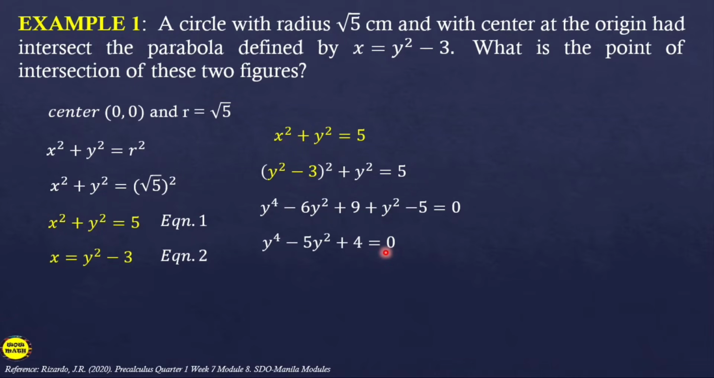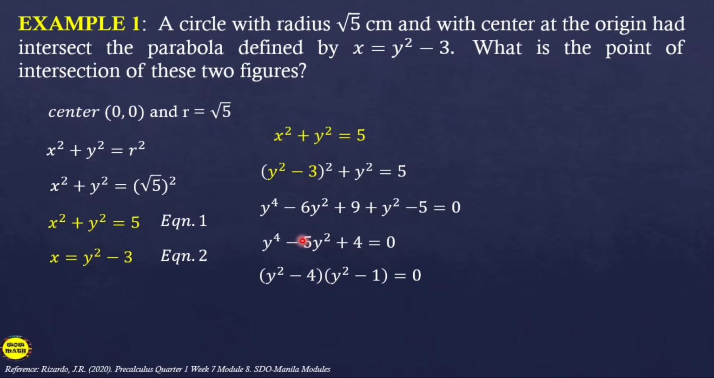Okay, combine similar terms. Copy y to the 4th power. Itong negative 6y squared and yung positive y squared natin dito, pagsasamahin natin since same sila na merong y squared. Negative 6y squared plus y squared, that is negative 5y squared, and 9 minus 5, that is 4. So, ito class, pwede pa natin ito i-factor. Mapapactor natin ito: y squared minus 4 and y squared minus 1.